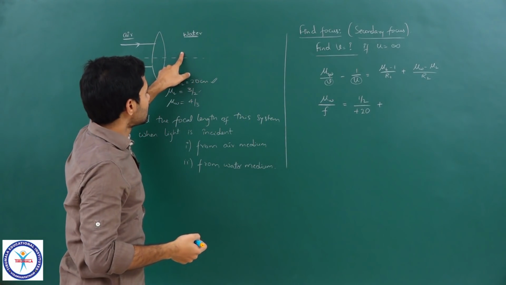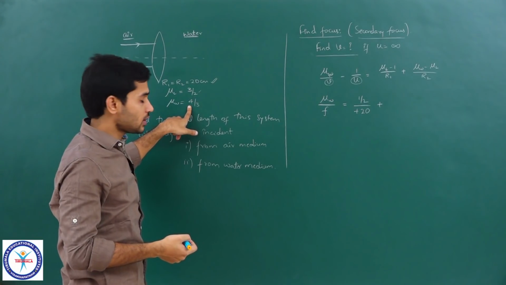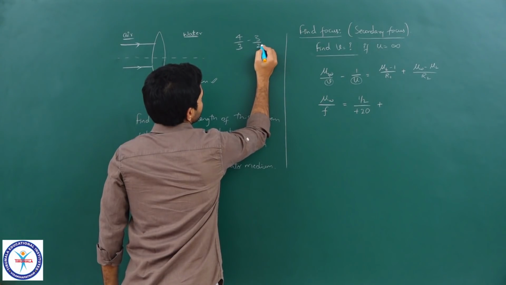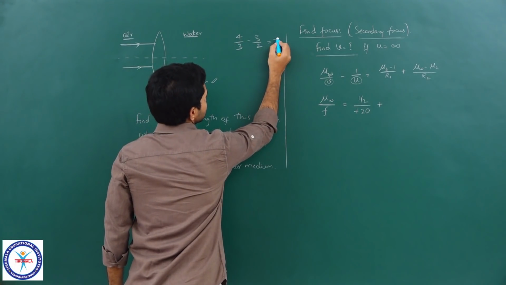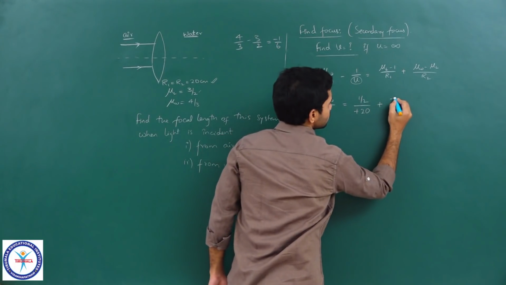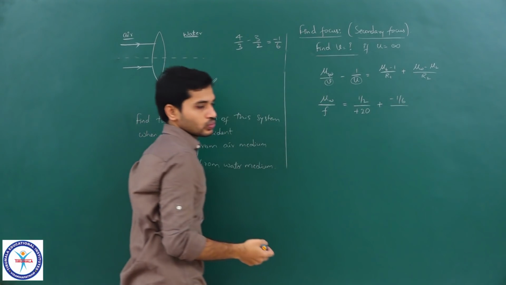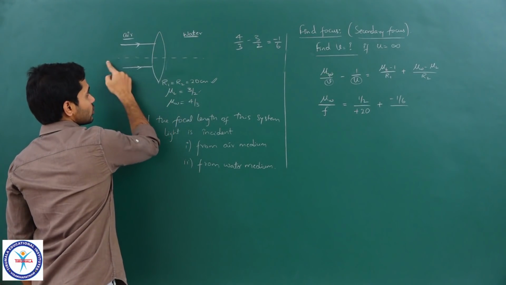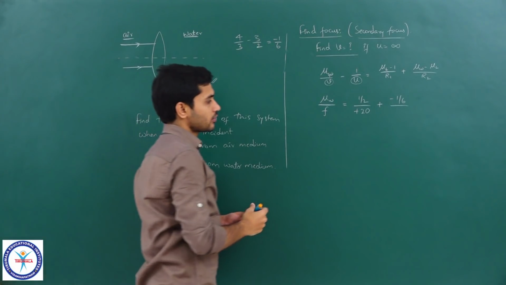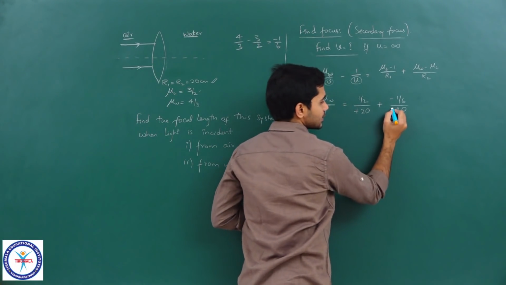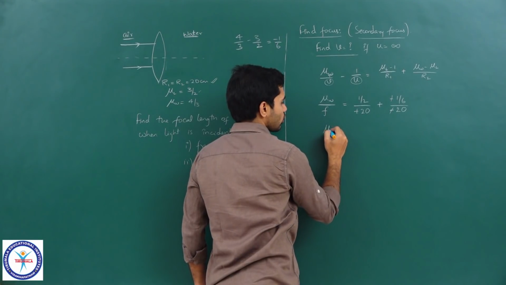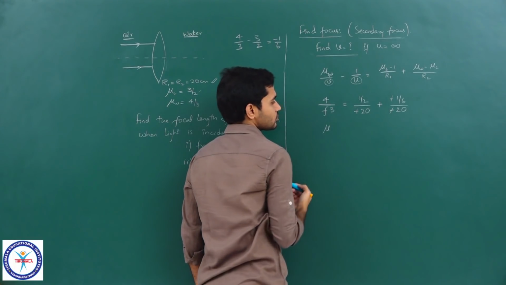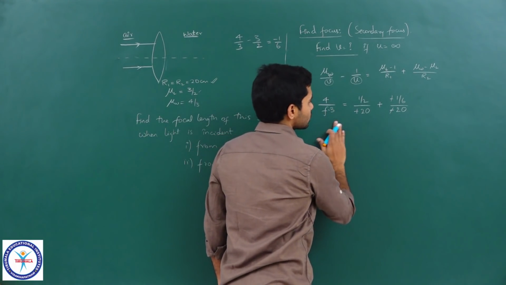Plus mu water minus mu lens by R2. Mu water, the refractive index, is 4 by 3. So, 4 by 3 minus 3 by 2. How much is 4 by 3 minus 3 by 2? You will get 8 minus 9 by 6, which is minus 1 by 6. So, minus 1 by 6 by R2. What is the value of R2? The magnitude is 20, but the center of curvature is on this side, so negative. So, minus 20. Minus and minus get cancelled. Let me substitute mu water as well, which is 4 by 3. Solving this will give me how much?